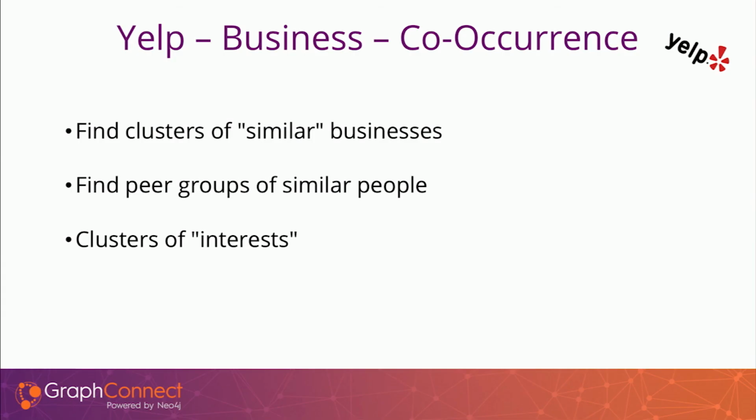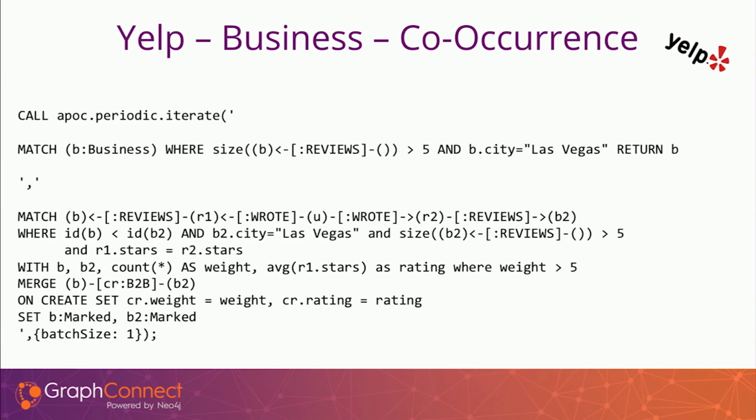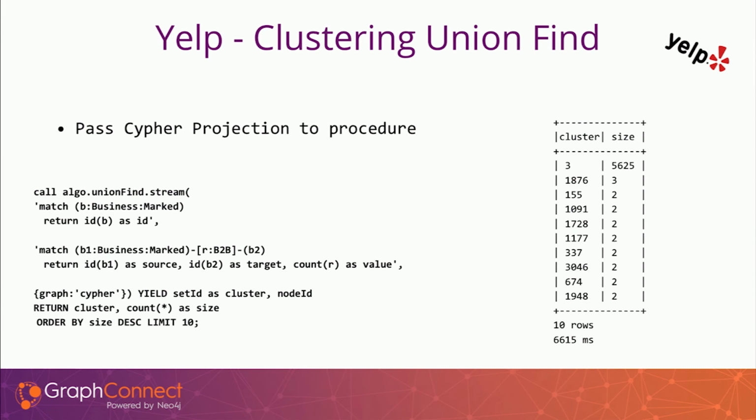Then you can, for instance, find clusters of similar businesses. You can find peer groups or people that have similar preferences for businesses and so on. So there's some really interesting stuff. Here we persisted a co-occurrence relationship for Las Vegas. We said, all the businesses in Las Vegas that have at least, I think, 5 reviews and have been reviewed by the same people, I want to pull them together into a graph and then run algorithms on that, for instance, union find.